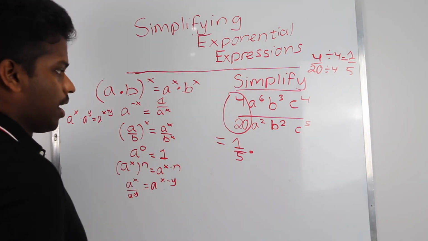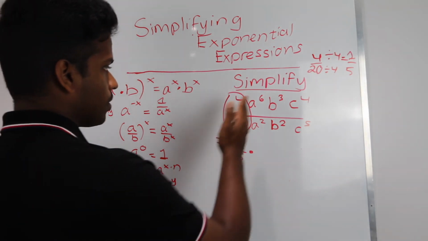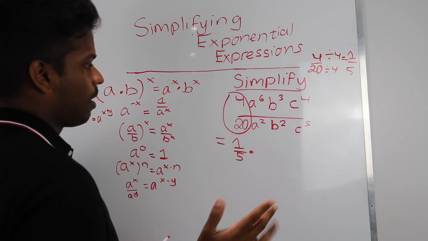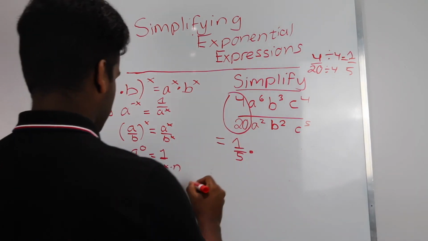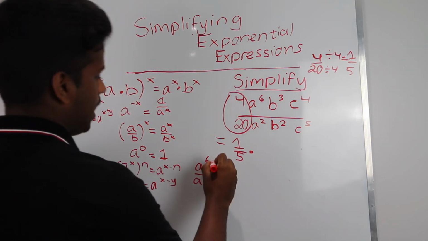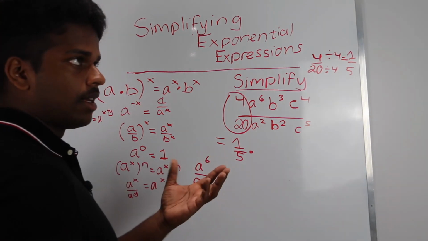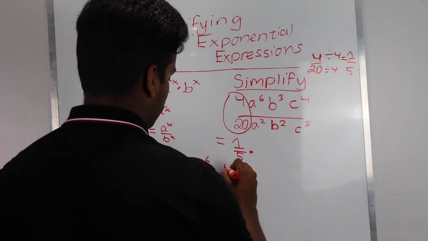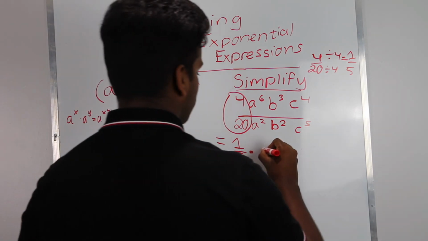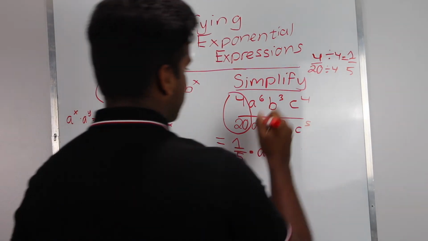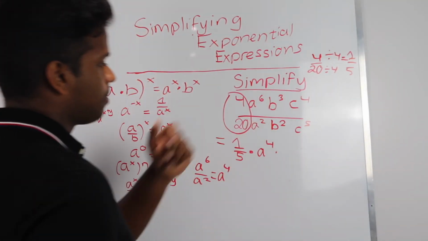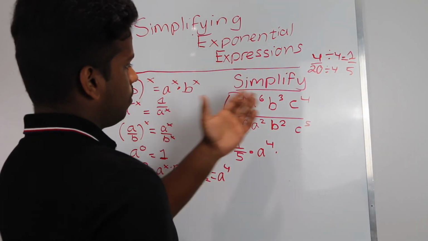So we solved our coefficients. Now let's get to the variables. We're dividing exponents with the same base, a to the power of 6 divided by a to the power of 2. That would give us 6 minus 2, a to the power of 4. So a to the power of 6 divided by a to the power of 2 equals a to the power of 4. We're done with a. So now what do we do with b? We're doing the same thing. b to the power of 3 divided by b squared. So 3 minus 2.